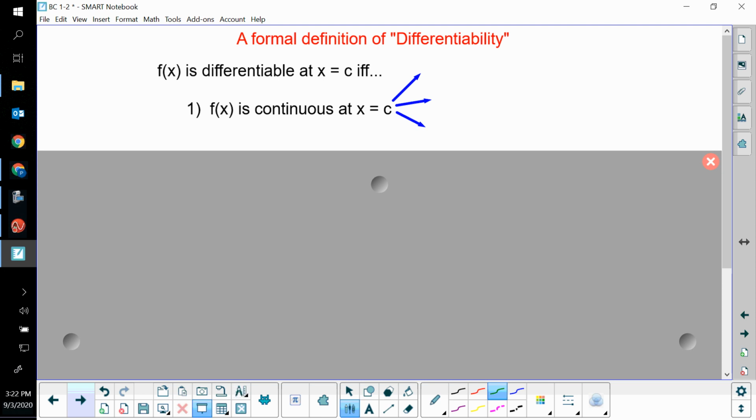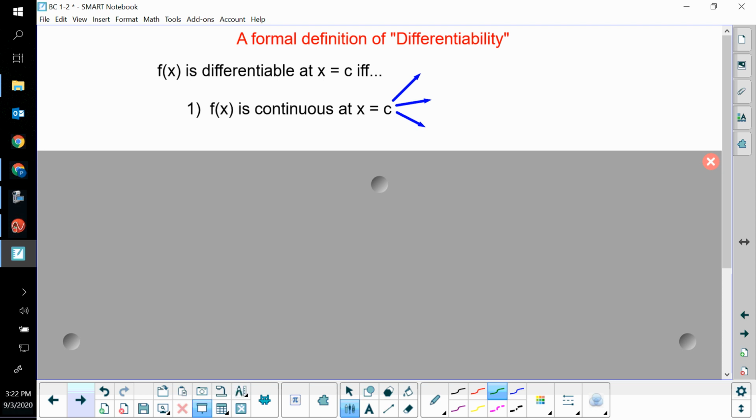So continuity and differentiability. f is differentiable at x equals c if the following two conditions are met. First off, it has to be continuous. If you're discontinuous, you cannot be differentiable. So any jumps, poles, asymptotes, you're automatically not differentiable at that point.